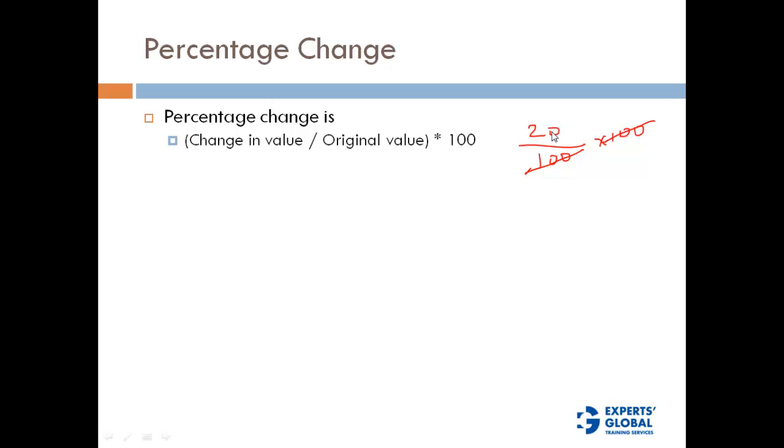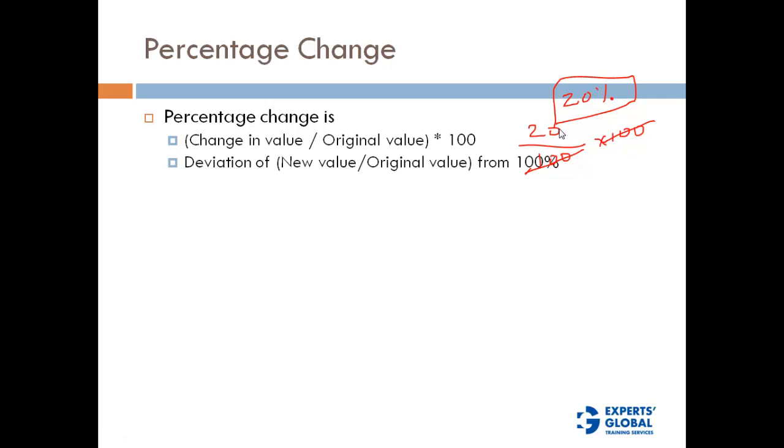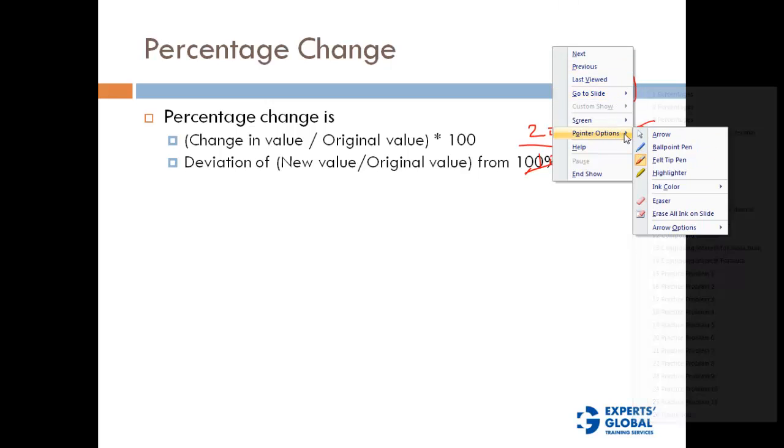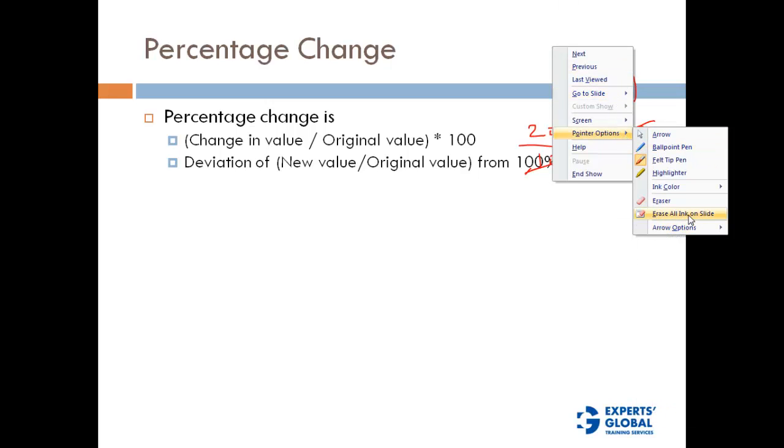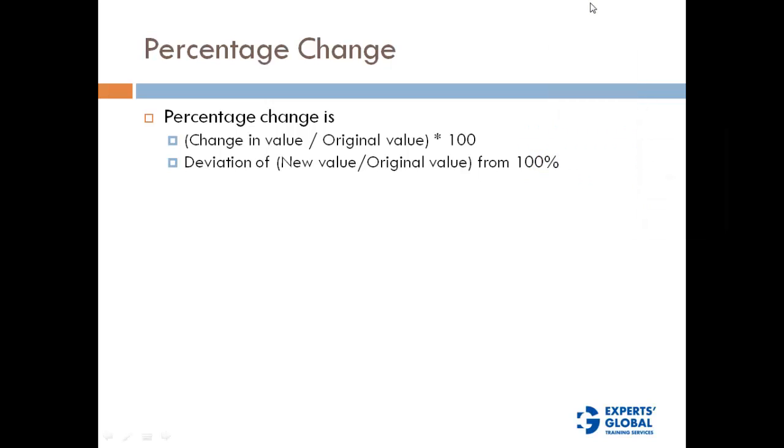So this becomes 20% increase or decrease. If 100 becoming 80, so it is 20% decrease. Another way to look at it is deviation of new value by original value from 100%. So let's say if 100 becomes 80, what would that be? New value would be 80, original value will be 100.